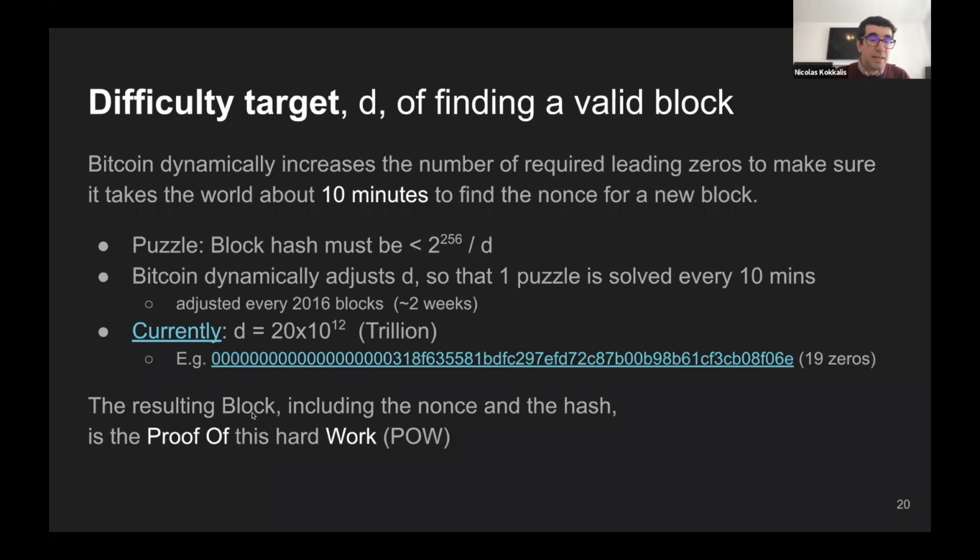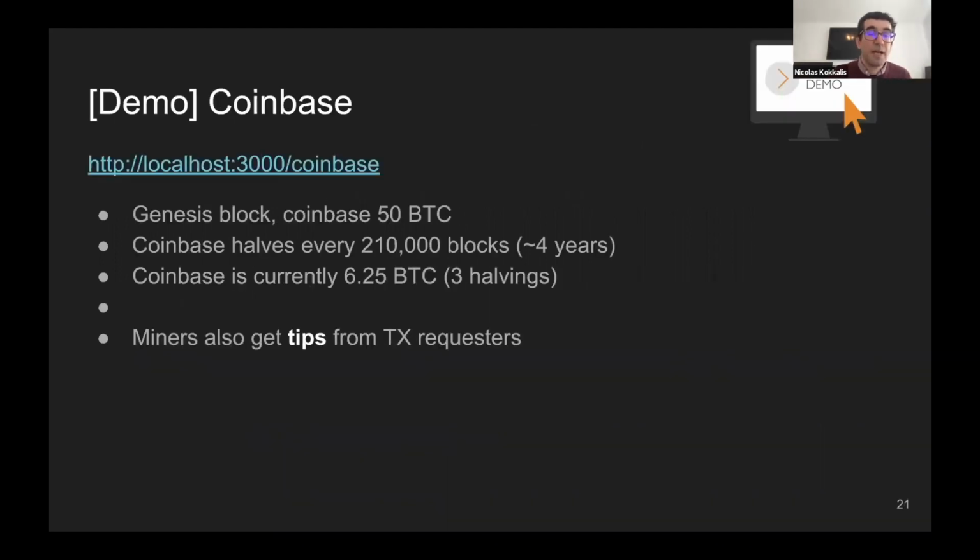And the resulting block, including the nonce, especially the nonce and the hash of the block, is what people call proof of work, because this proves this very hard work that the whole world did to eventually, one of them randomly find such a nonce. And once you have the nonce, then you can very easily check that the nonce indeed satisfies this condition.